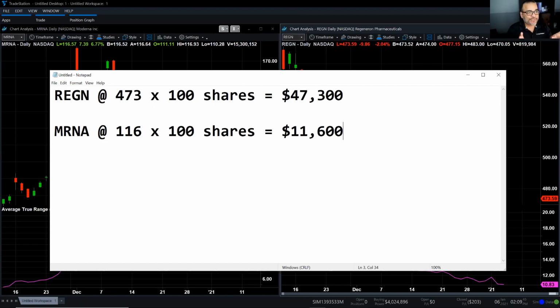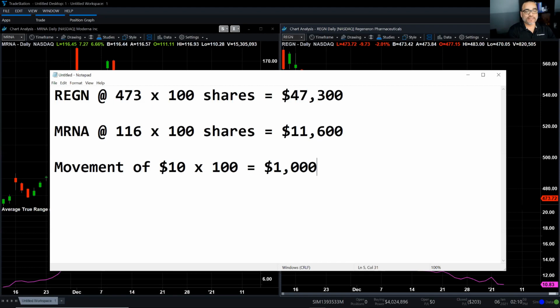So I'm going to say that these two stocks move an average of $10. If we just consider their movement of $10, right? That's the average true range. If we multiply that by 100 shares, we're talking about a movement of $1,000, right? If you trade 100 shares of Moderna or you trade 100 shares of Regeneron, both of them are going to move an average of $1,000. Now, okay, so we have a movement of $10 per share, and if you multiply that by 100, it's about $1,000. But here's the catch.